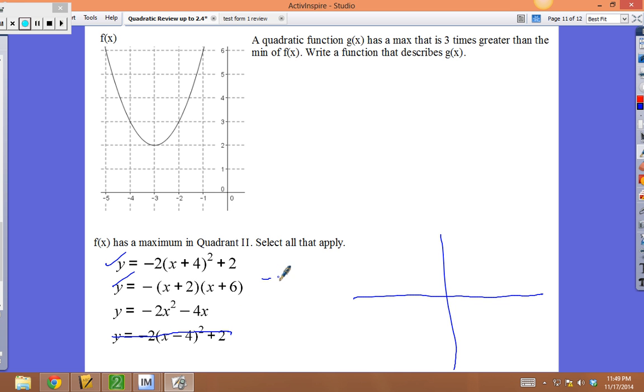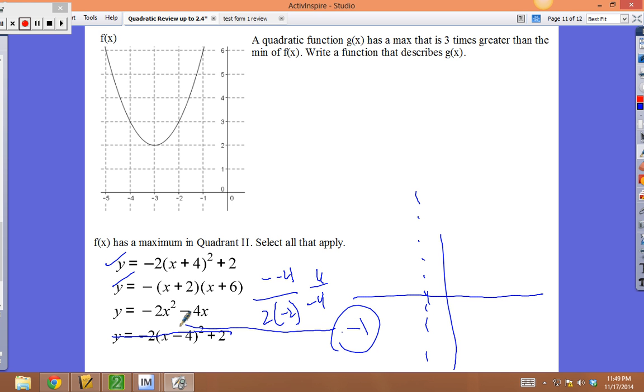Negative b divided by 2a, 2 times negative 2, so that's going to be 4 over a negative 4. That's negative 1, so there's your line of symmetry. Now take negative 1 and plug it in right there. Negative 1 squared is a positive 1. Positive 1 times negative 2 is a negative 2. Negative 1 times negative 4 is a positive 4. So negative 2 plus 4 is 2. So that means we're going to go left 1 and up 2. Left 1 up 2, dot, yes. Because that's negative, I know it's got to open down. So the first 3 work.